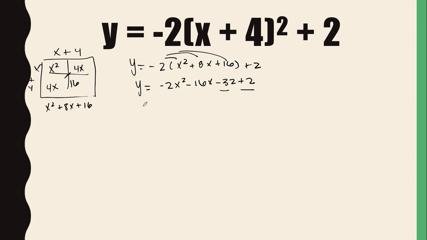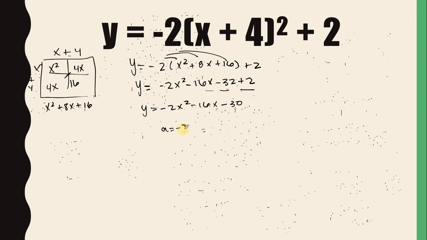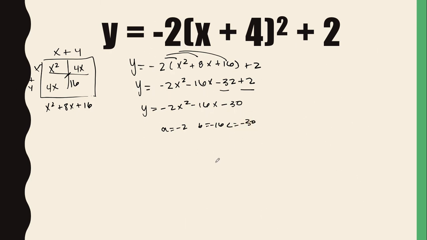So negative 32 and the positive 2. So y equals negative 2x squared minus 16x minus 30. And here is my equation in standard form. These are my a, b, and c.